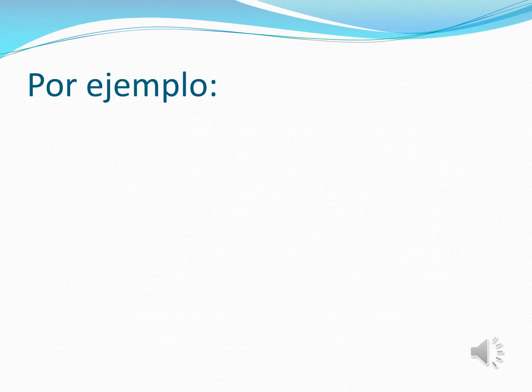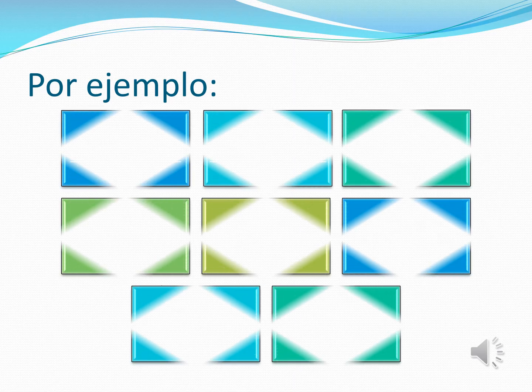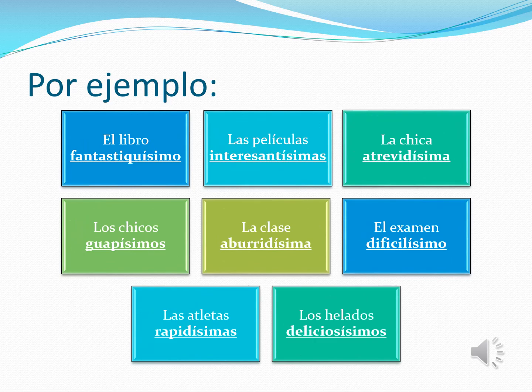Okay, let's check our answers. So we should have el libro fantastiquísimo. We leave it as ísimo because libro is masculine and singular. And don't forget, we need to change the C to QU. Las películas interesantísimas. Películas are feminine and plural, so we need to use ísimas. La chica atrevidísima. Chica is feminine and singular, so we use ísima. Los chicos guapísimos. Chicos are masculine and plural, so we use ísimos.